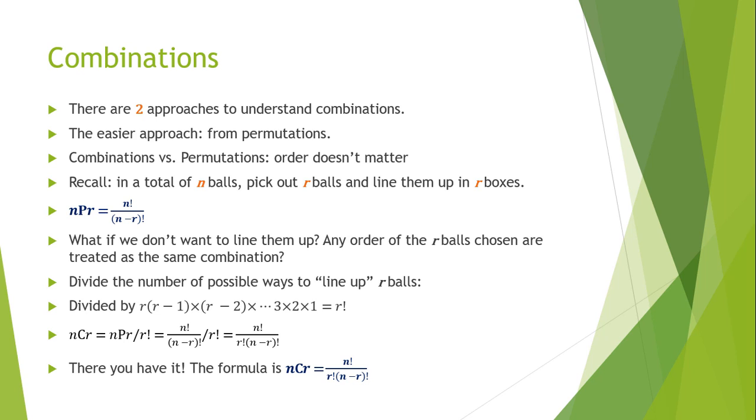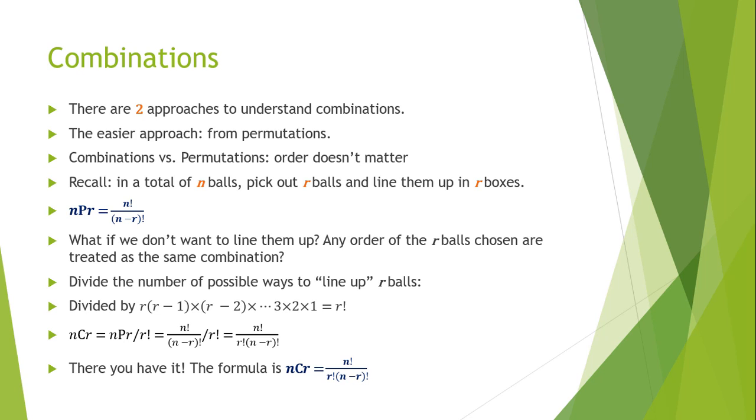Well, there are two approaches to understand the combinations. Well, I'm going to show you the easier approach. So let's say from permutations, we can derive a formula for combinations. So let's recall that the only difference between combinations and permutations is that order does not matter. So let's recall our previous example. In a total of n balls, pick out r balls and line them up in r boxes. So we'll have our nPr equals n factorial over n minus r factorial.